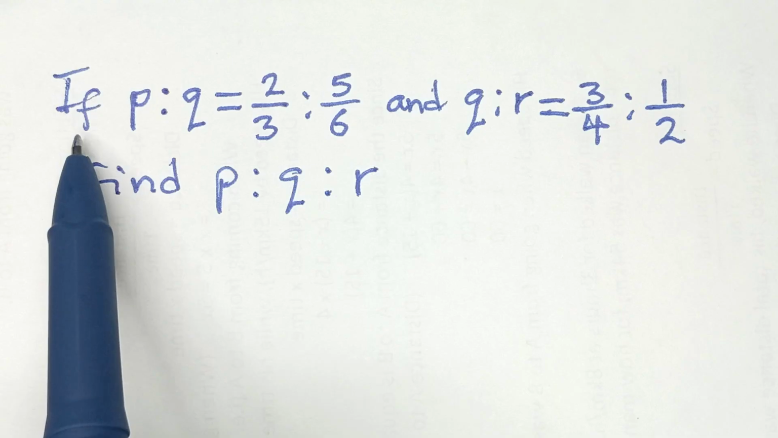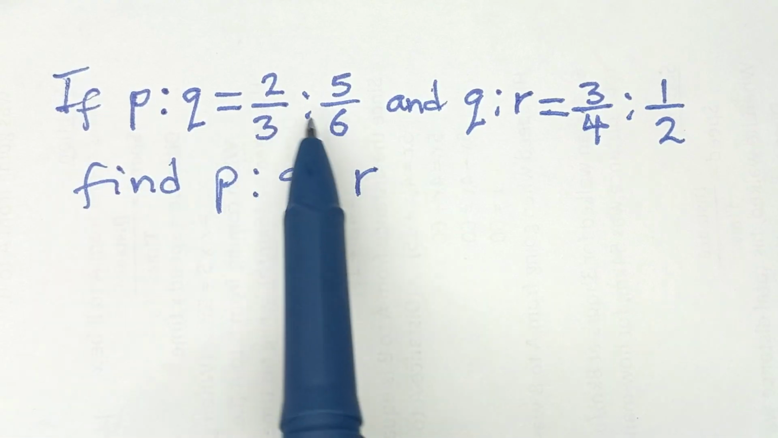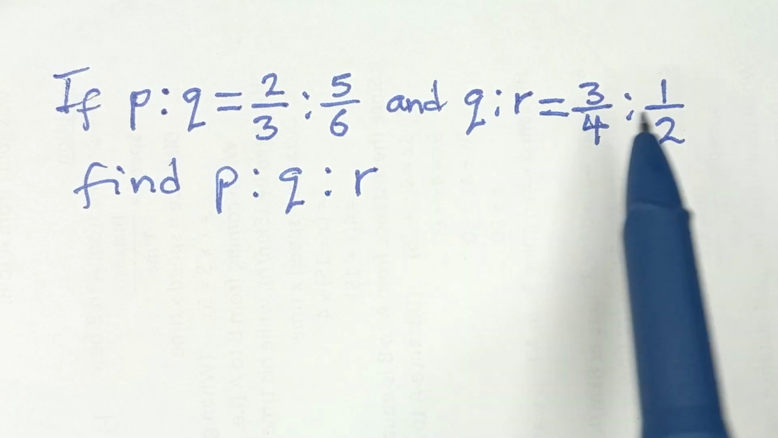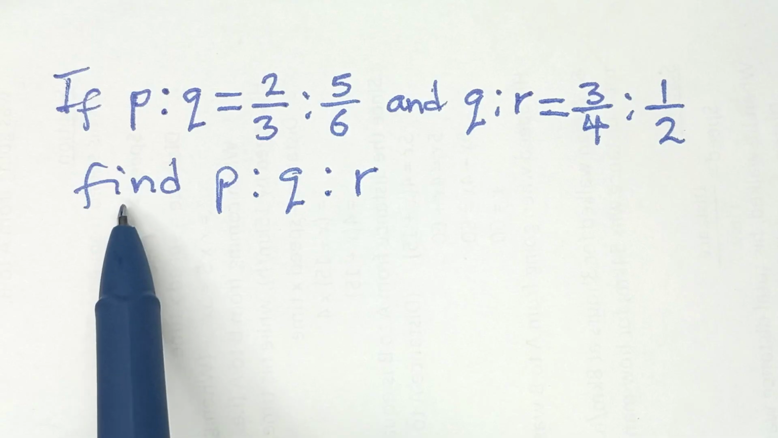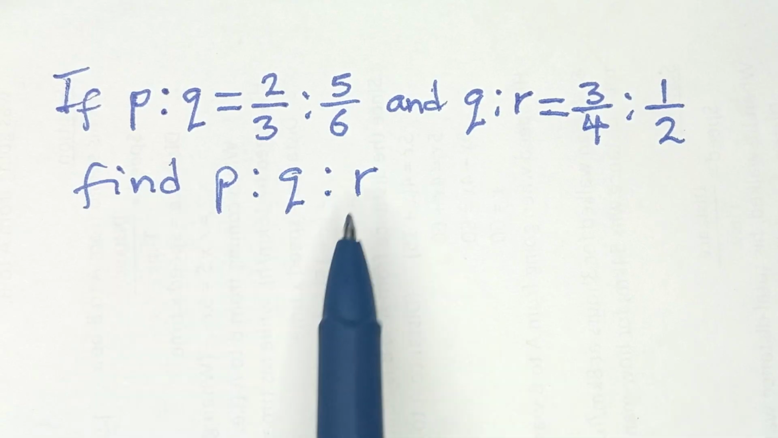The question here says if P ratio Q is equal to 2/3 ratio 5/6 and Q ratio R is equal to 3/4 ratio 1/2, you should find the value of P ratio Q ratio R.